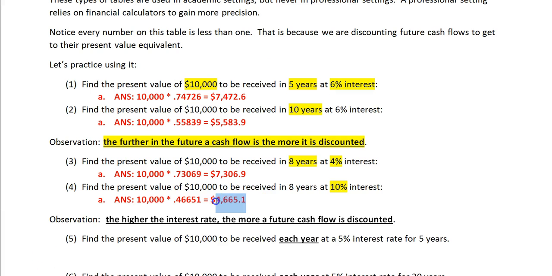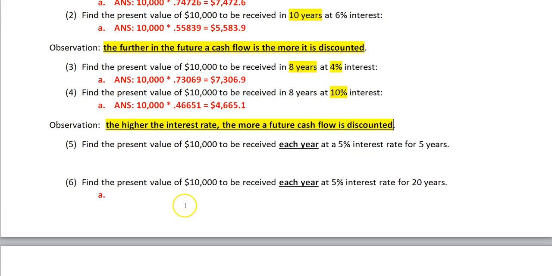Okay, now it's at the right number. So 0.6651 is what the table returned, and if we multiply it by the 10,000 we get to 6,651. So notice what happened: the interest rate increased from 4% to 10%, and the cash value got discounted by more when we did that. The conclusion here, and this is consistent throughout time value of money, the higher the interest rate, the more a future cash flow is discounted.